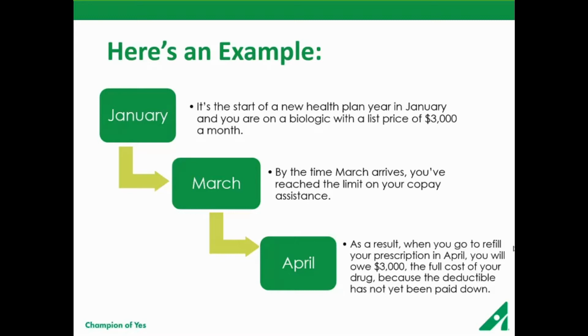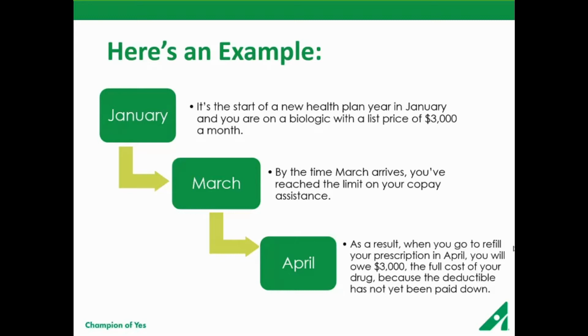So by the time March arrives, let's say you've reached the limit on your copay assistance, and you go to the pharmacy counter in April for your refill, and you're expecting to pay your traditional copay, and instead you are charged with the full cost of your drug because you have not met your deductible.